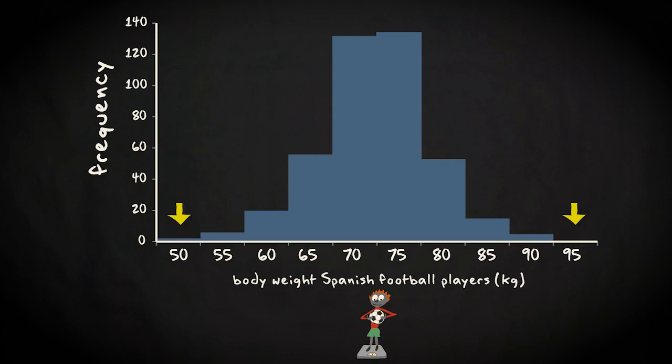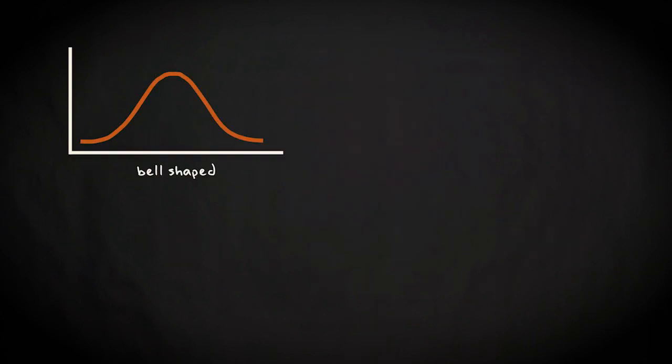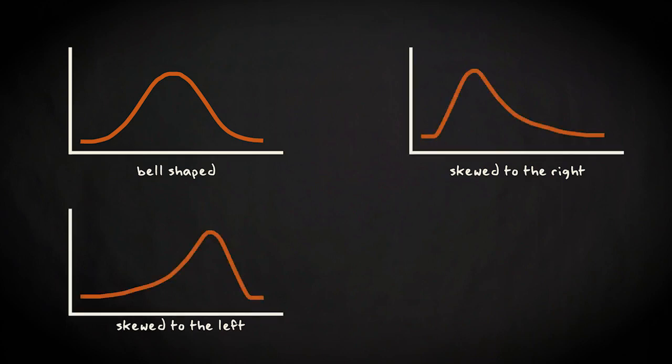As you can see, this histogram has a particular shape. It has the shape of a bell, has one peak, and is approximately symmetric. You will encounter such distributions very often. But not all histograms have this shape. A histogram can also be skewed to the left or to the right. A skewed histogram is not symmetric because one side of the distribution stretches out further than the other. This histogram is skewed to the left, and this one is skewed to the right.